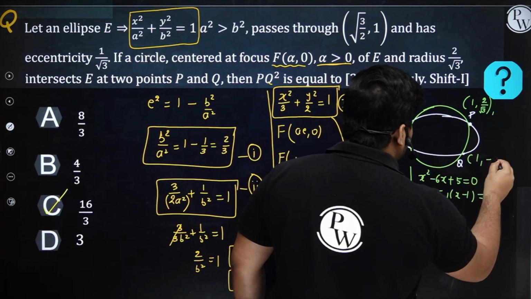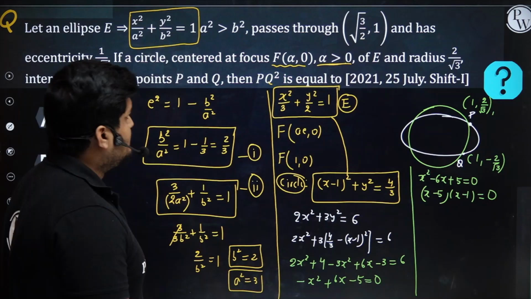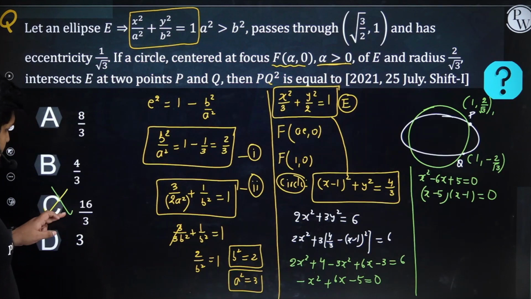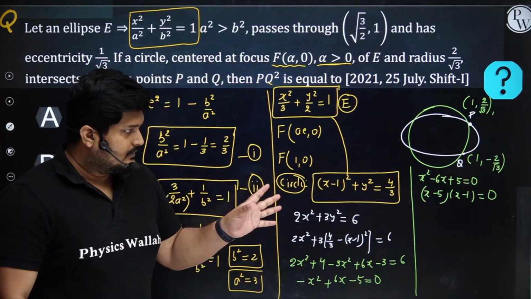So I think this is sufficient to find what we need. This is PQ square. What is PQ square? PQ is 4 by root 3. If you square it, it will be 16 by 3. That is your answer. If you find it from the other one, it will still be the same. So the answer will be (4 by root 3) square, 16 by 3.